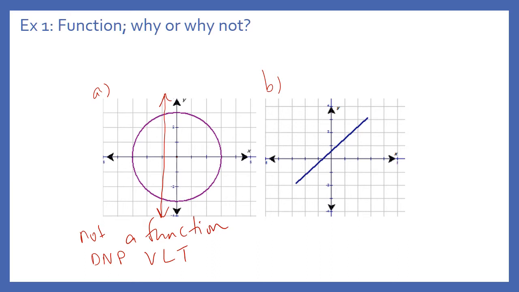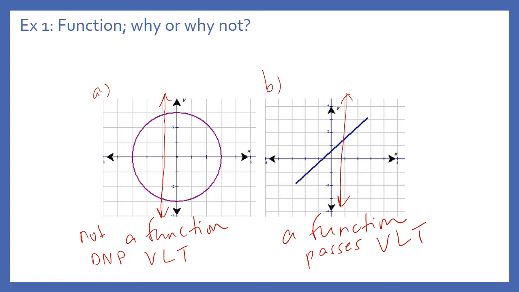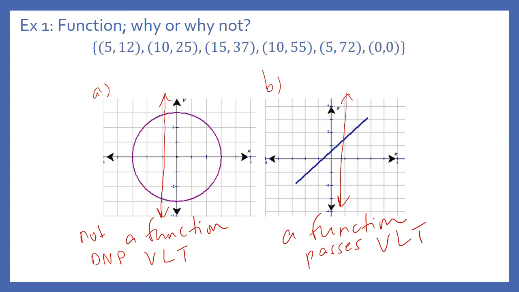Looking at B, if you were to draw a straight line on there vertically, and remember, not just in one spot, you've got to move it left and right, if you move it left to right, it does not touch that red line I drew more than once, therefore it is a function. So it is a function, yes for y, and we'll just write passes vertical line test. Simple as that.